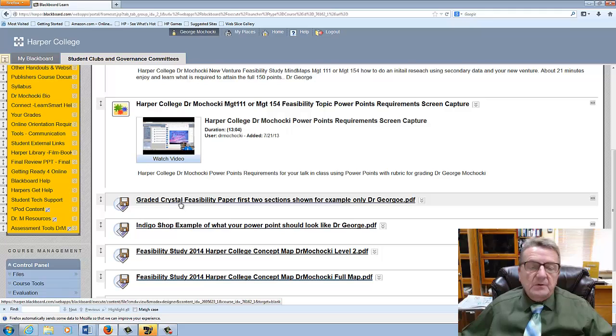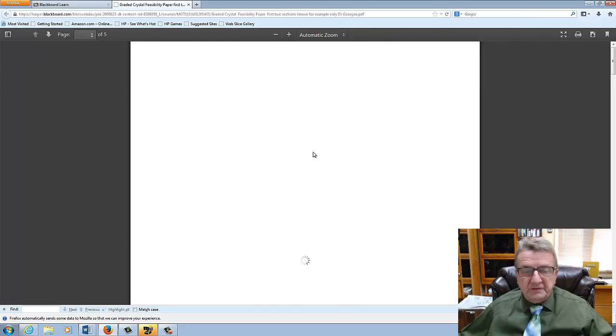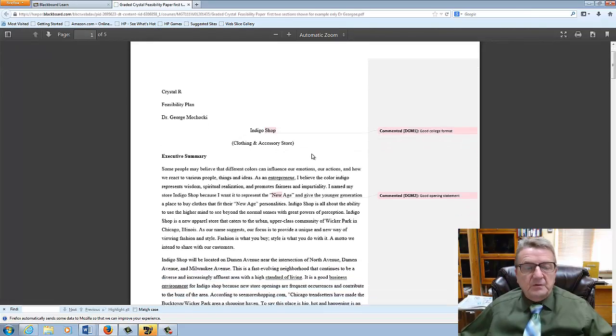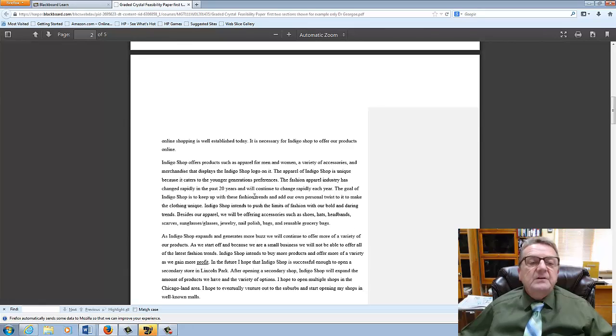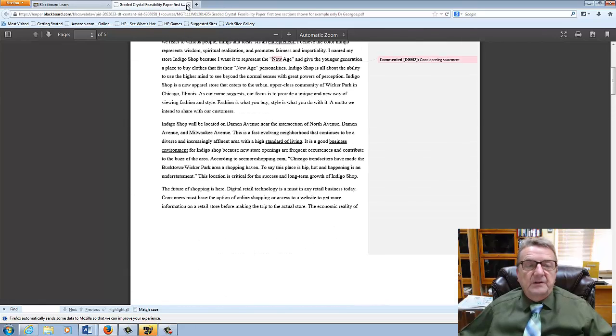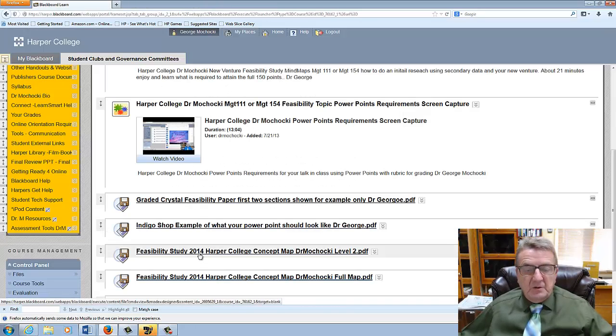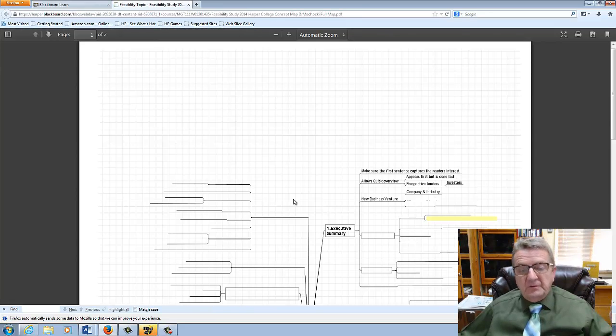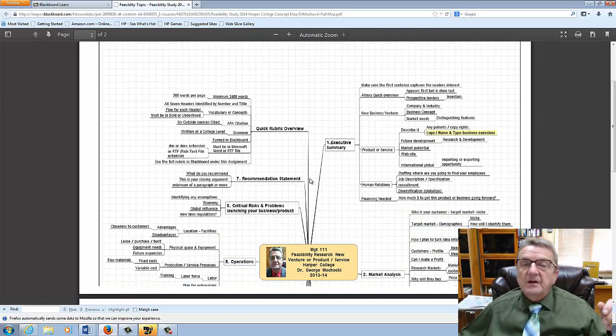You also have a paper here that you can look at real quickly. This is a paper that previous students did in one of the classes here at Harper or another school. You have the executive summary, everything you need to know, so you at least have a general idea of what's in there, not the full paper. Here are the mind maps, the concept maps, what I will be requiring and what the rubrics will be looking for. If you click on this one, this is level 2, and this is the full one. All I need is a level 2. If I go full one, it tells you everything else.